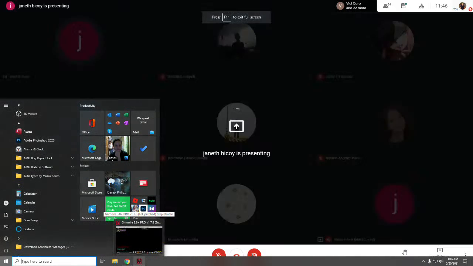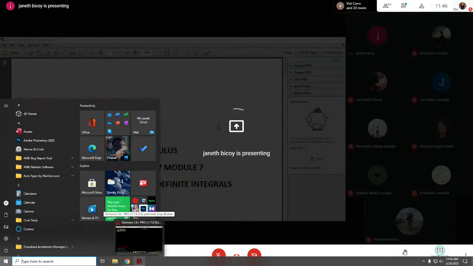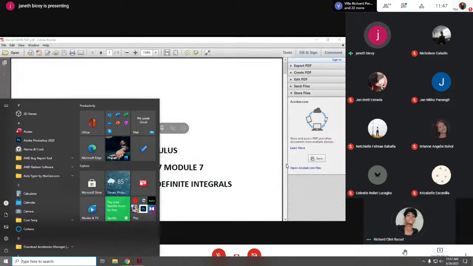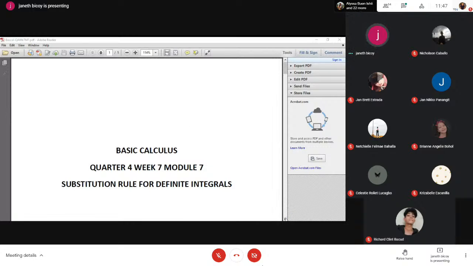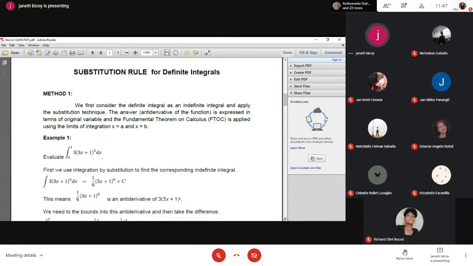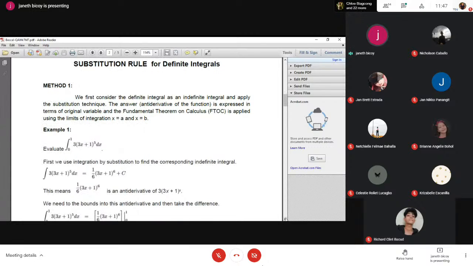Okay, makita ang screen sa module 7. Yes, ma'am. This is all about substitution rule for definite integral. And I guess naka-encounter na po mo ani sa anti-differentiation. So, polish lang nato ni siya. Okay, so there are two methods for evaluating definite integrals, specifically for substitution rule, no? Okay, so method 1, using the fundamental theorem of calculus.